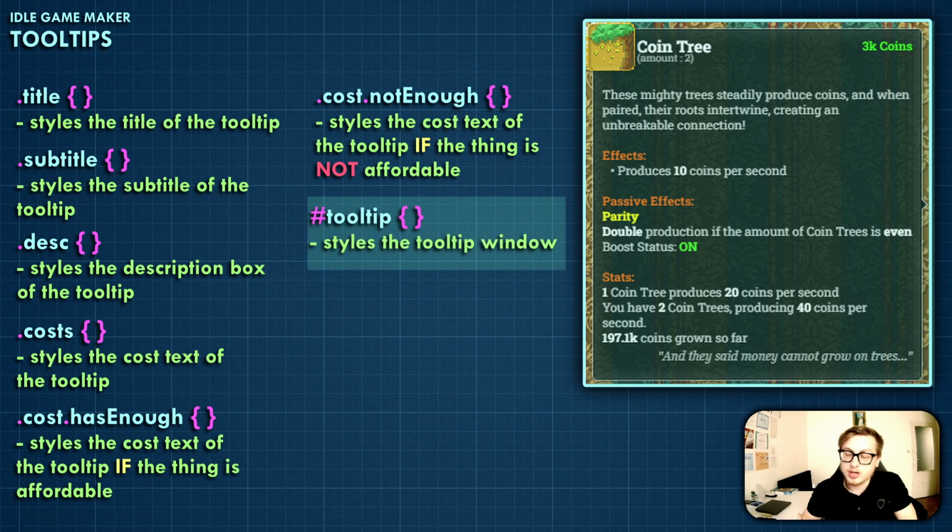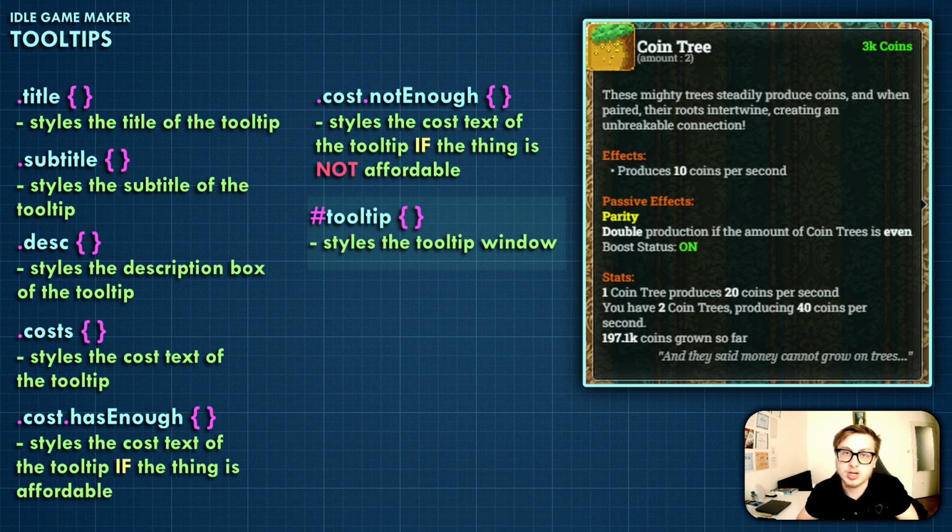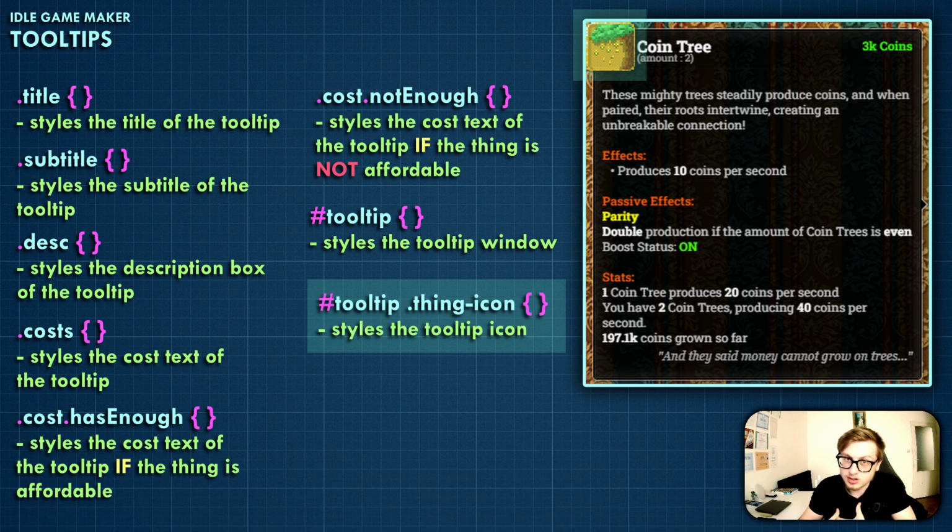We then have the tooltip identifier, which styles the tooltip as a whole, but ignores its internal components, such as the title and subtitles. You will style the tooltip using this identifier when you want to modify the look of the tooltip itself. For example, when changing the background color, border, box shadow, and so on. You can then customize the icon of the tooltip using the tooltip identifier's thing icon subclass.